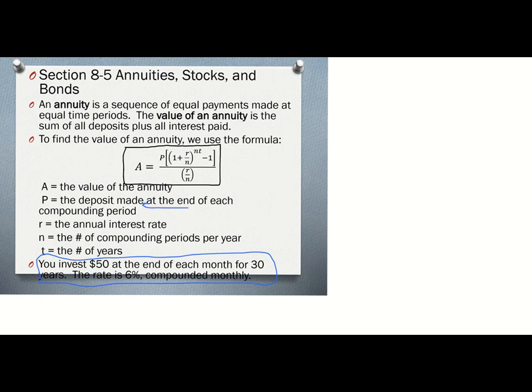P here is the deposit that's made at the end of each compounding period. So for my formula, I'm going to have A equals, and then my P will be my $50, times 1 plus, my rate is 6%, so 0.06, divided by n, which is compounded monthly, so that'll be 12, raised to the nt power, so it'll be 12 times 30.